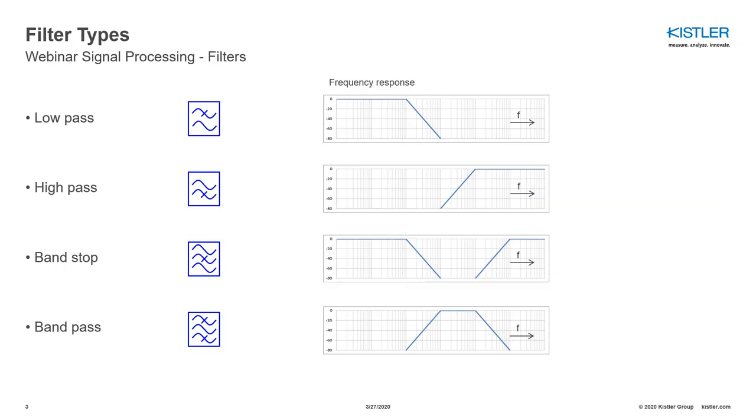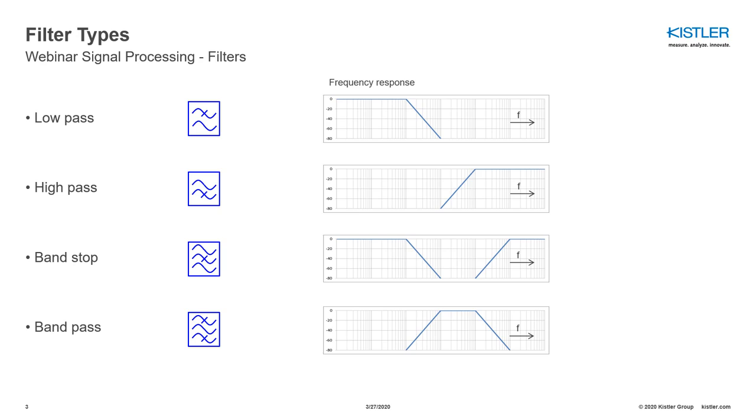In signal processing, we mainly distinguish between four filter types, which are low pass, high pass, band stop, and band pass. The last two, the band stop and the band pass filters, are a combination of a low pass and a high pass filter. If we have a look at the frequency responses of the different filters, we can see for the low pass that low frequency content is passed through the filter and high frequency content is filtered. If we have a look at the high pass, we clearly see that high frequency content is passed through the filter and low frequency content is filtered.